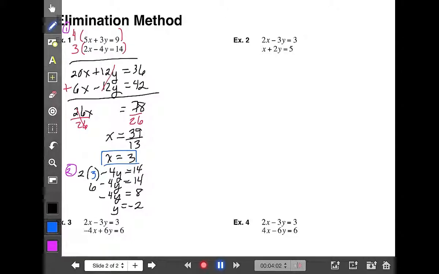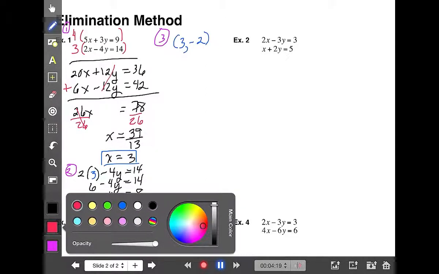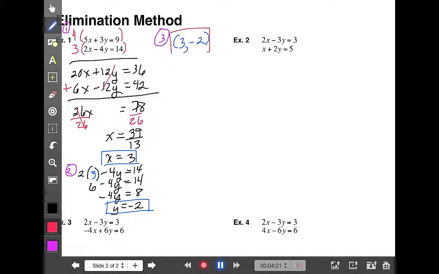And so there's my second part of the solution, but is that my actual solution? Can I leave my answer like that? No. So you have to finish off your answer by writing it as an ordered pair. So alphabetically, x comes before y. So we are going to write it, final answer, as 3, negative 2. And of course you could graph those if you wanted to, we're not going to.